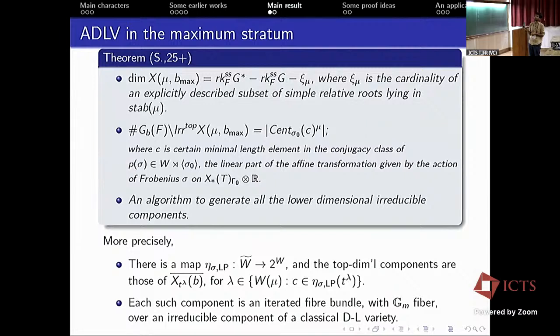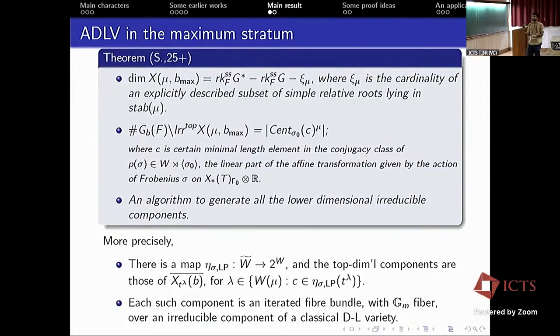Here G star is the quasi-split inner form of G, and this is the split rank of the semisimple part. And this is some error term which is explicitly described. And then similarly, we have a Chen-Zhu conjecture type of answer for whatever this is. And here is some finite Weyl group, it's a subset of some finite Weyl group. Okay. And then we can also give an algorithm that generates the lower dimensional irreducible components. In fact, it's the same algorithm I showed you a picture for. The claim is that you can perform that algorithm on the top dimensional element, and all the irreducible components that you get in your affine Deligne-Lusztig variety just come from those.